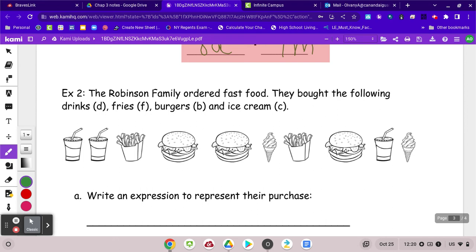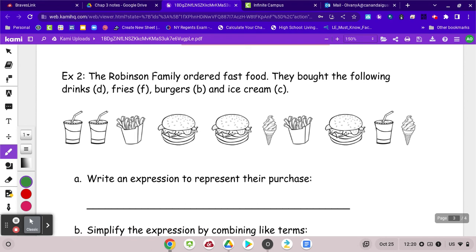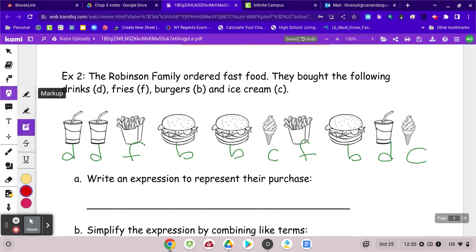And the burgers B and the ice cream C. So we have here D, D, F, B, B, C, F, B, D, C. Sounds like I'm taking an eye test. Write an expression to represent their purchase. I am going to combine like things.